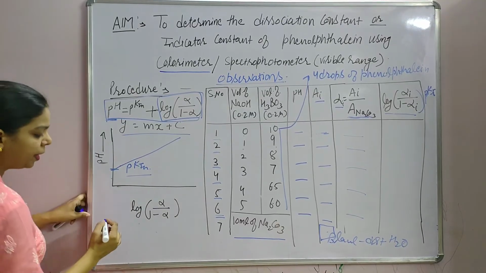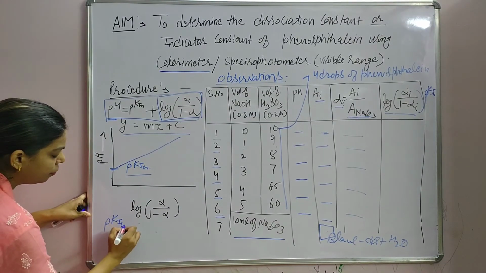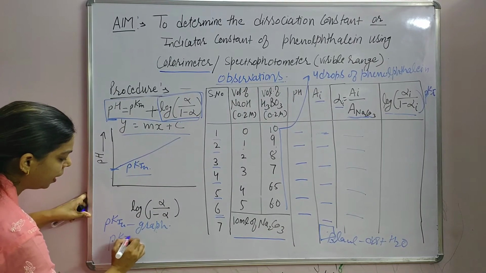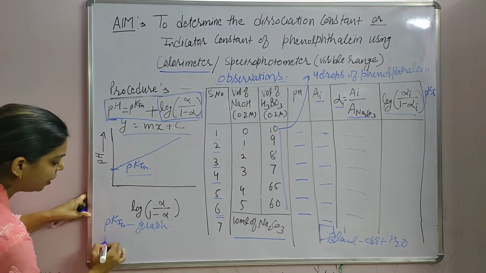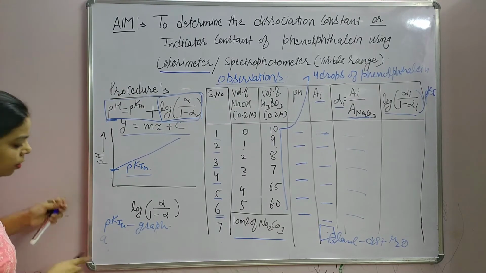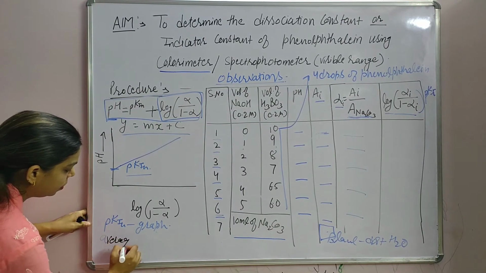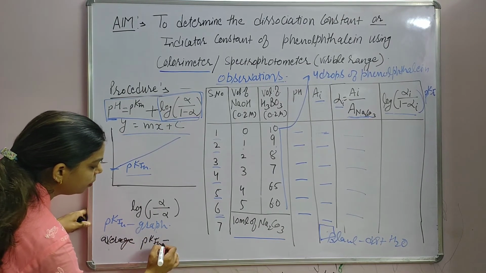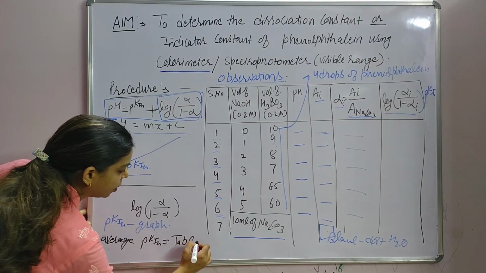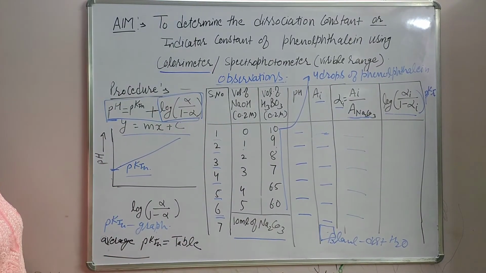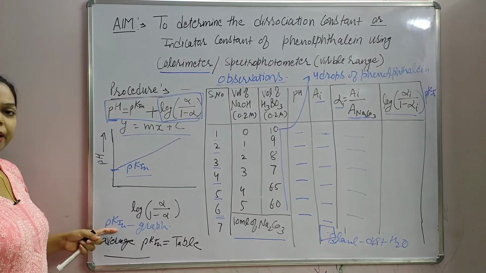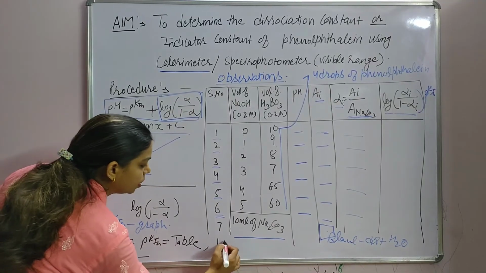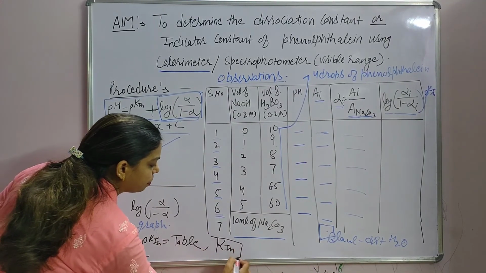So you will have 2 pKin values: pKin from the graph and the average pKin from the table. Making use of this pKin value, you can take the antilog of this and you can also find out the indicator constant Kin.